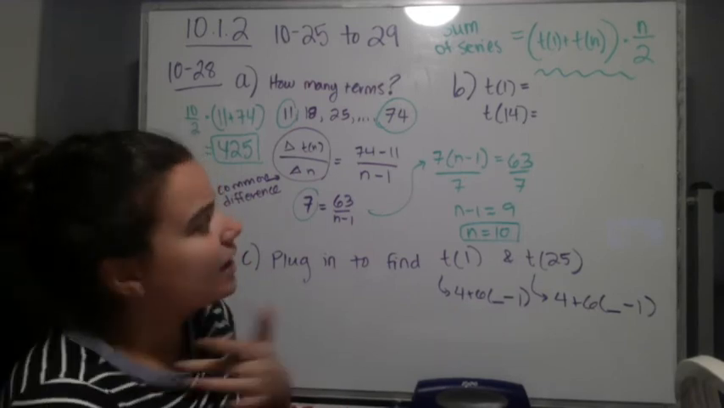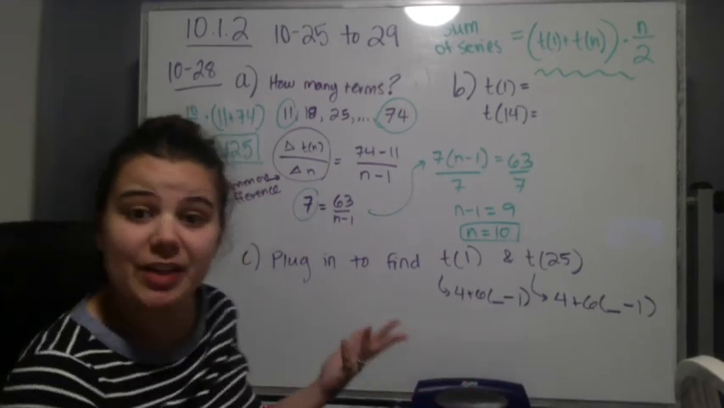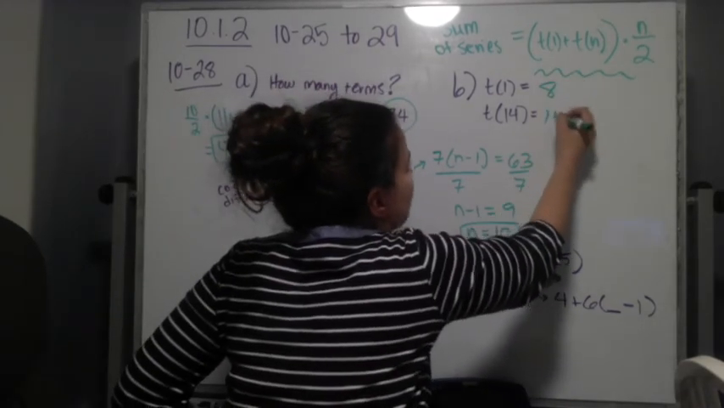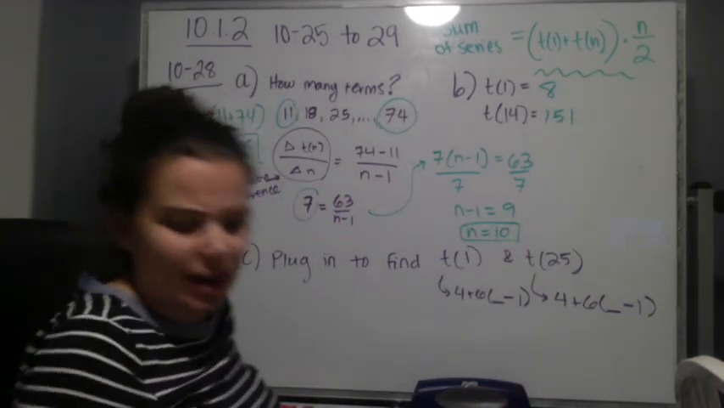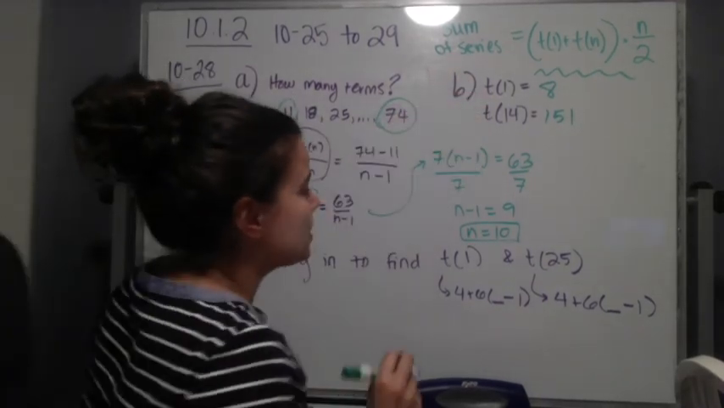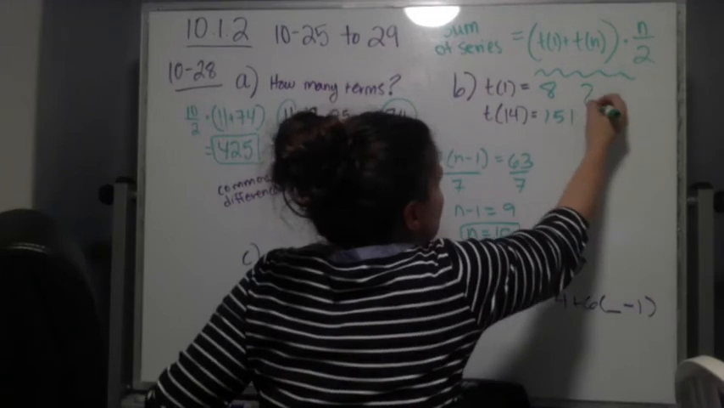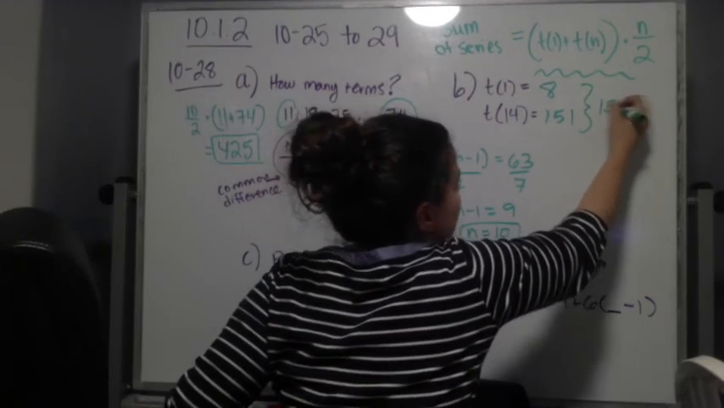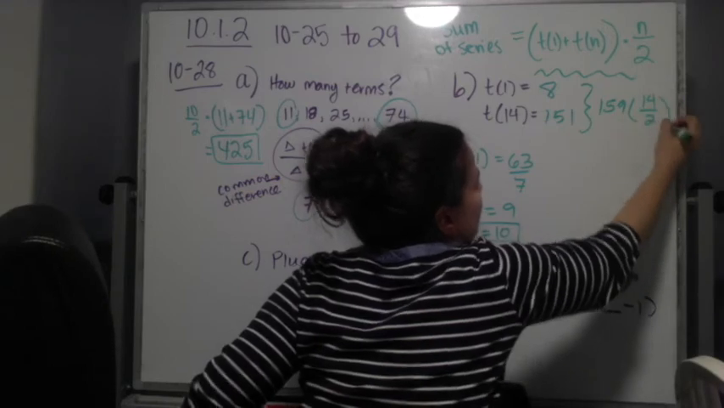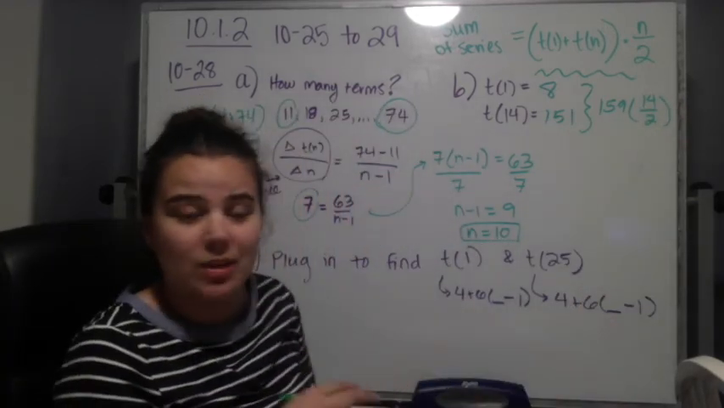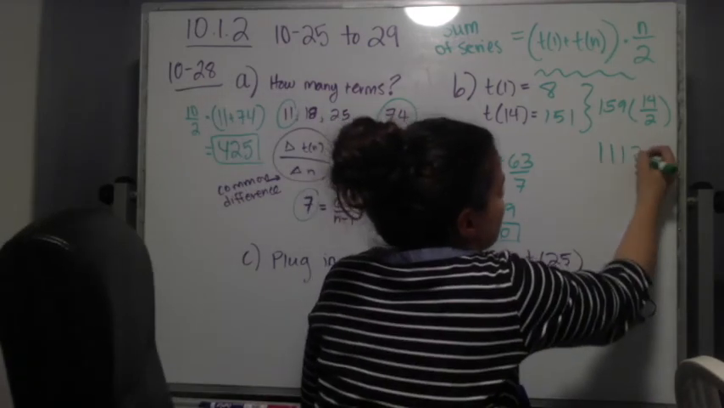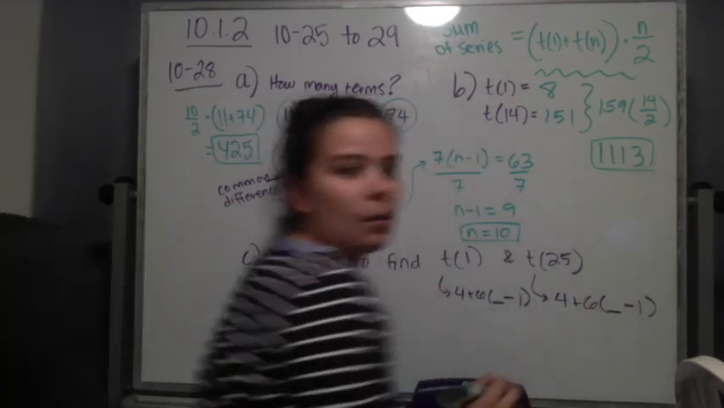Part B, they actually give us everything we want to know, right? They tell us that the first term is 8, and then we have 151, or maybe it was the other way around, doesn't matter. There are 14 terms, so we're going to add these up to get 159, multiply that by the number of terms, 14, divided by 2, that'll be the base of our rectangle, and we'll get 1,113 as the sum of our series.